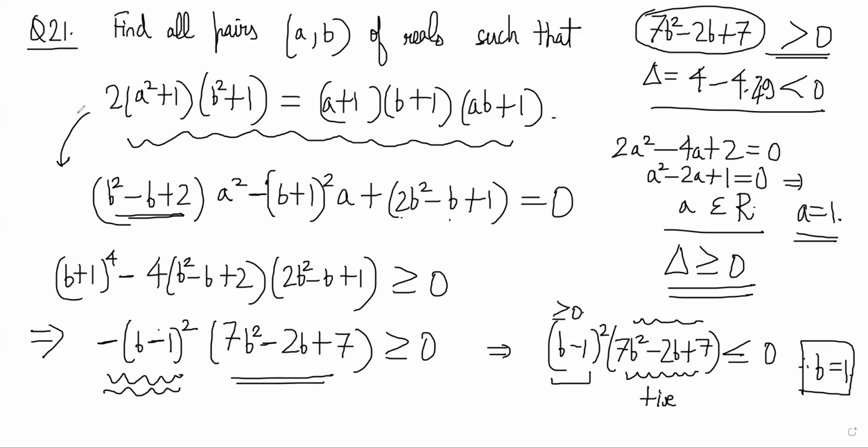So according to the conditions of the problem, we converted it into a quadratic in a. And for a to be real, the quadratic had to have a non-negative discriminant. After simplifying it, you realize that it cannot be positive unless it is 0. That's the only possibility. That gives you the condition that b is 1, and from there we can find a is 1. So the only pair that satisfies this is 1, 1. That is the pair for a and b that satisfies this condition.